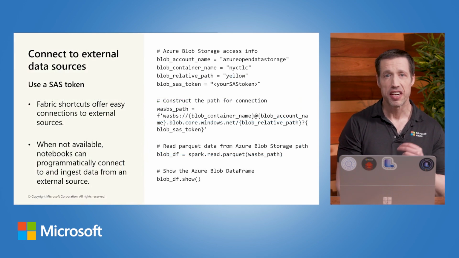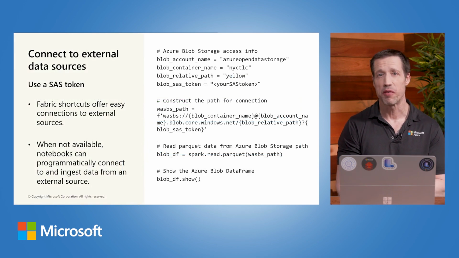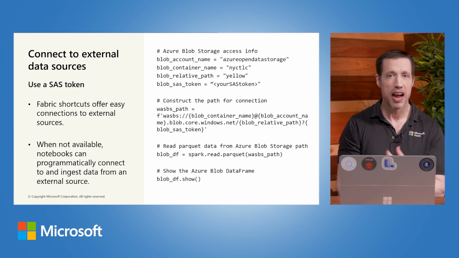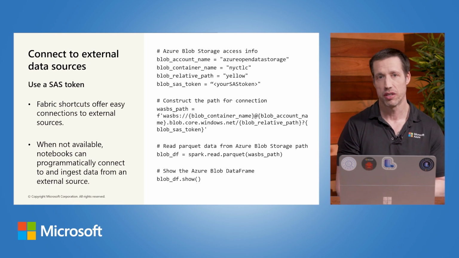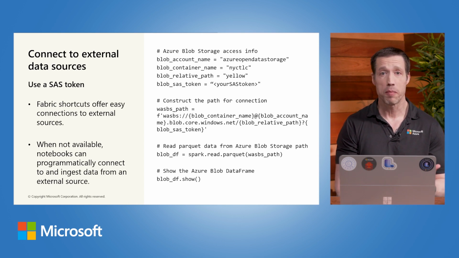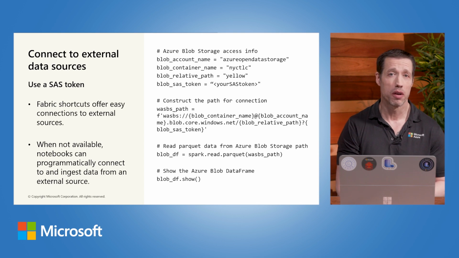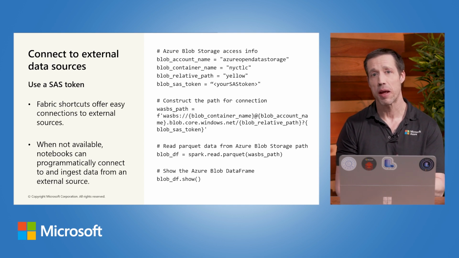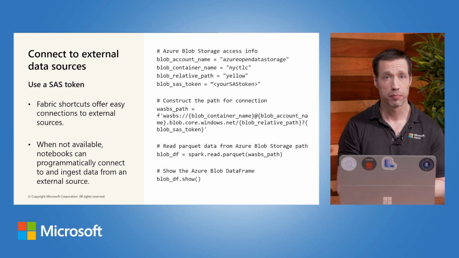Fabric notebooks can connect to and ingest data from a variety of external sources like Azure Blob Storage, Azure SQL Database, Synapse Analytics, and others. You can use Fabric shortcuts to easily access some of these sources, or you can programmatically connect to them using code. For example, to connect to Azure Blob Storage, you can use Shared Access Signatures, or SAS tokens, and construct a path for the connection.